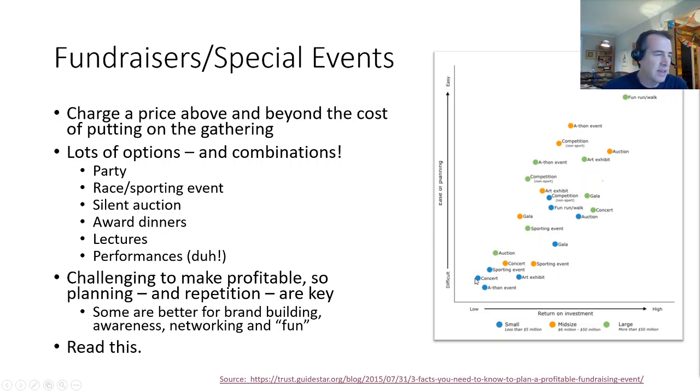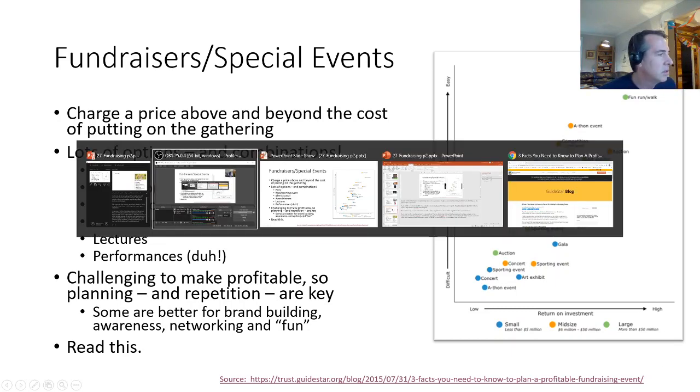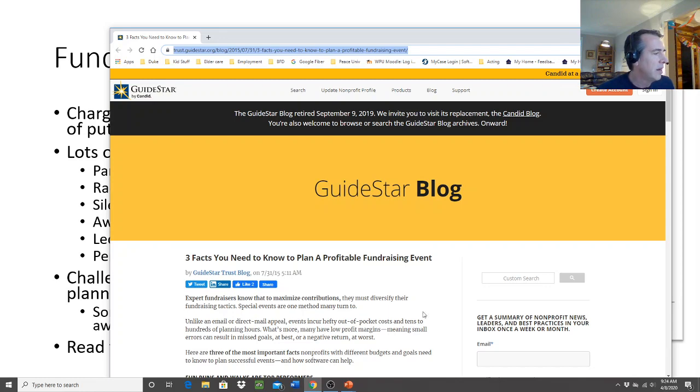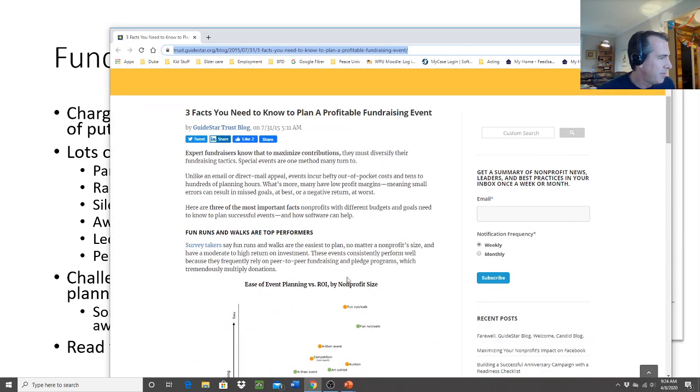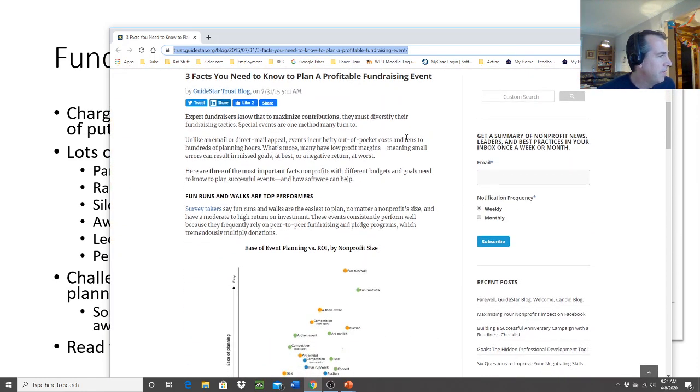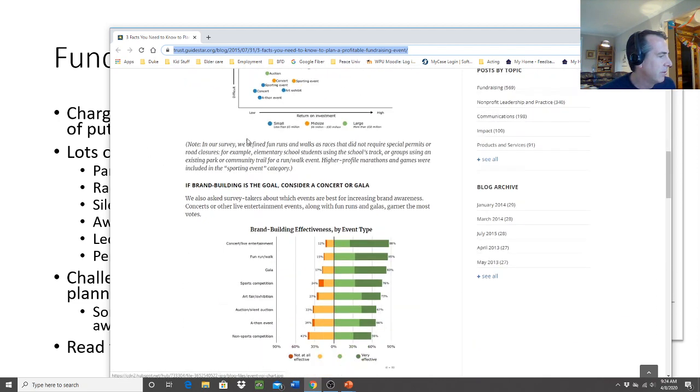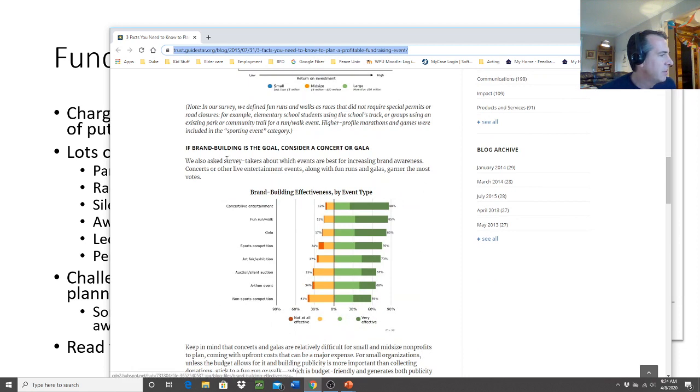Concerts, I think if you're looking to do more awareness, a concert or a performance might be an easier thing to do because you're in the business of live entertainment. So maybe it's a little bit further up here. But check out this article. Yeah, they incur hefty out-of-pocket costs and tens to hundreds of planning hours. So there's that graph.